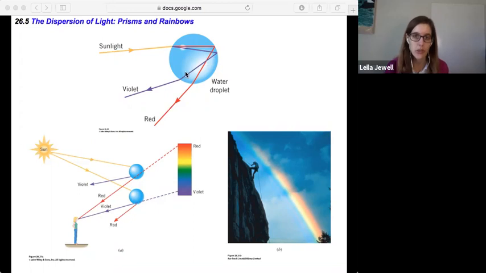The red versus the violet are the two extreme examples, with all the colors in between those two. Then on the back of the water droplet, it reflects, right? This is our total internal reflection, and the light comes back out. And so then there's red that comes out at one angle and violet at another angle.